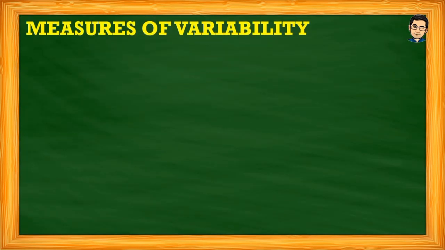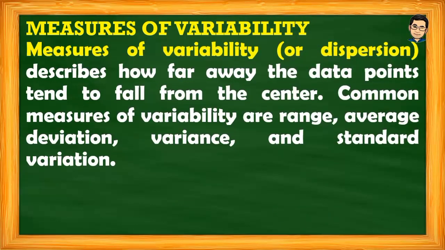So, let us now proceed to measures of variability. Measures of variability, commonly known as measures of dispersion, describe how far away the data points tend to fall from the center. Dito, tinitingnan natin yung individual scores kung gaano kalayo sila dun sa mean, yung center. Diniscuss na natin dyan yung common measures of variability: yung range, yung difference between the highest and the lowest score, yung average or mean deviation, variance, and standard deviation.